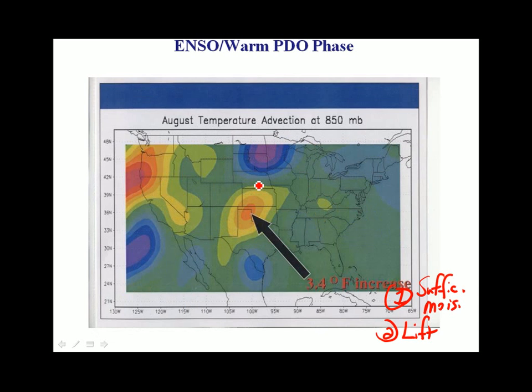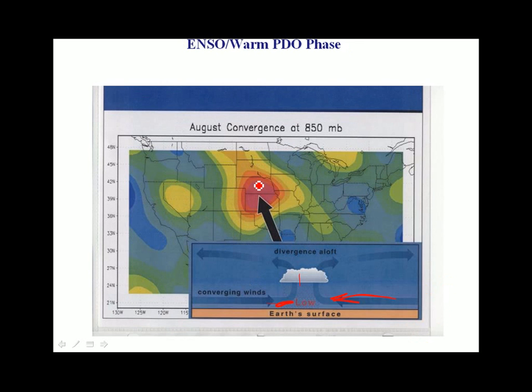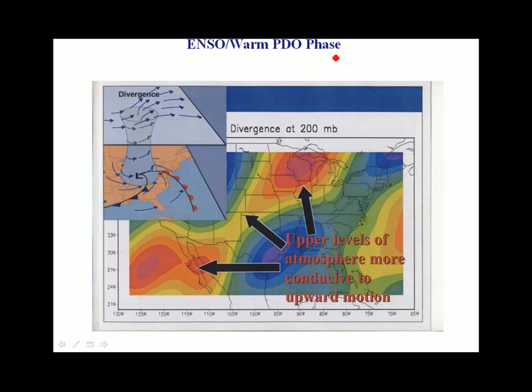We have warm air advection just off to our southwest. We have converging air just off to our west. And so it appears that we have the lifting mechanism available during El Nino and the warm phase of the PDO. The next question is, do we have sufficient moisture? I'm going to skip over this divergence. Actually, I won't. I'll just talk about this for a moment.